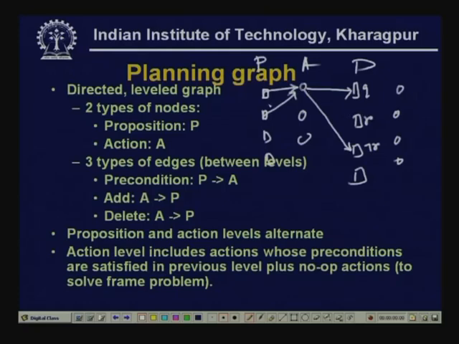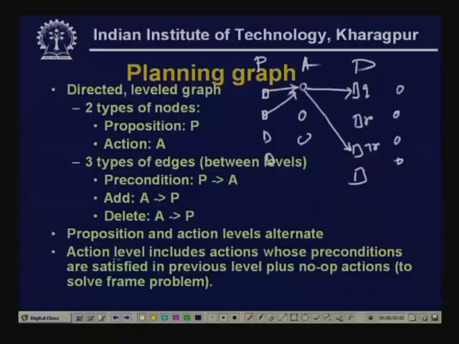We will have precondition edges from proposition nodes to action nodes. And in the planning graph, as we will see, the proposition levels and the action levels will alternate. The action level will include actions whose preconditions are satisfied in the previous level plus maintenance actions.